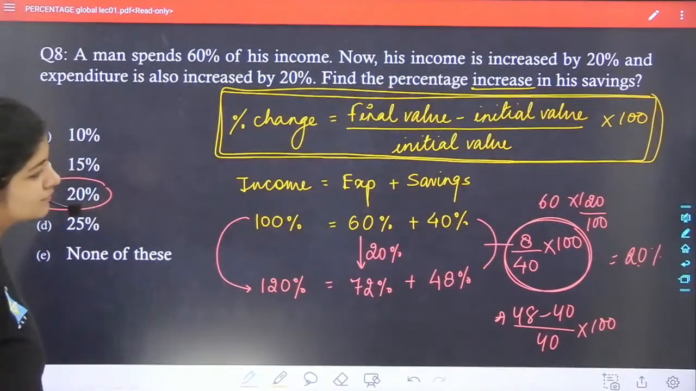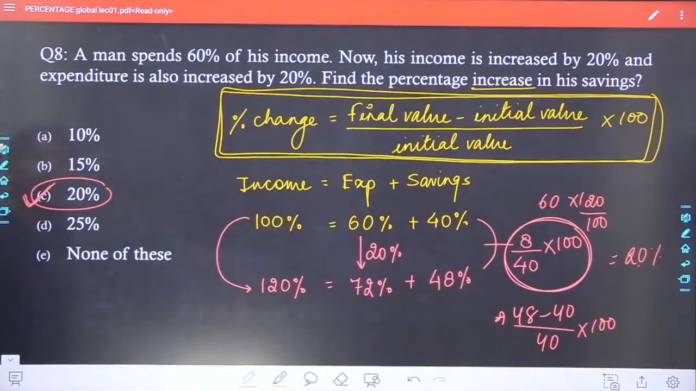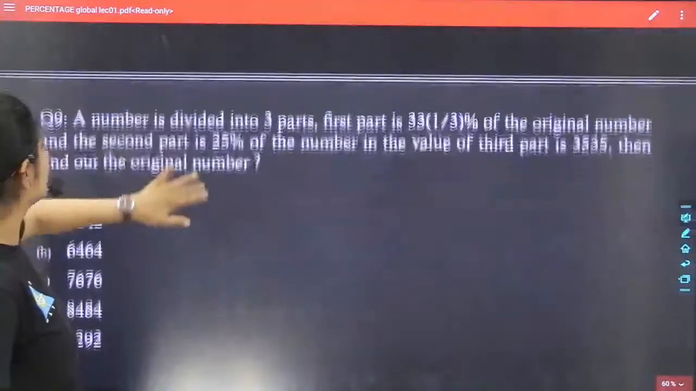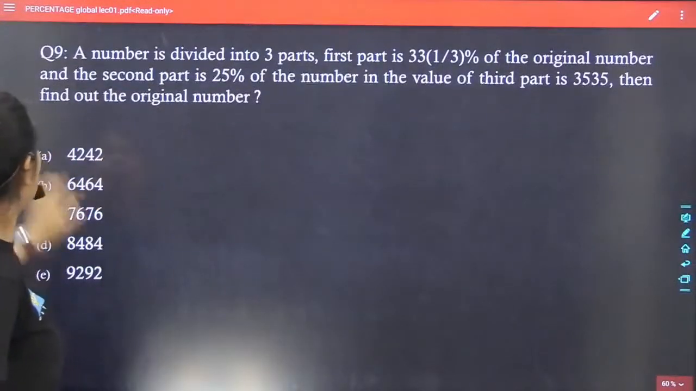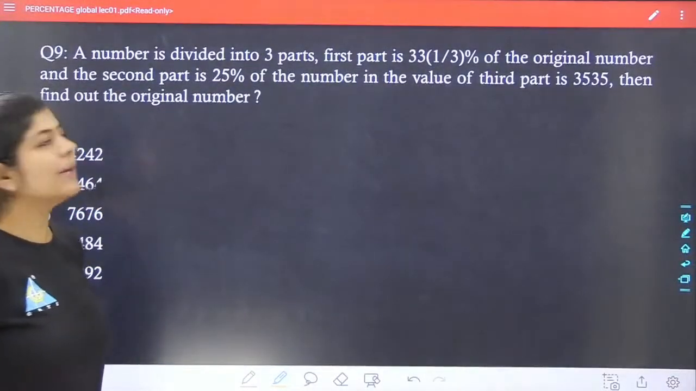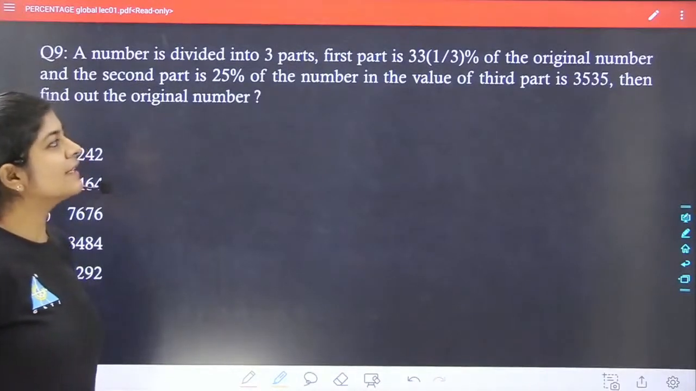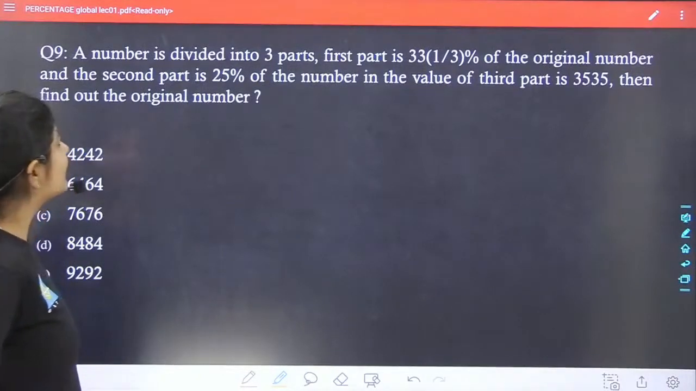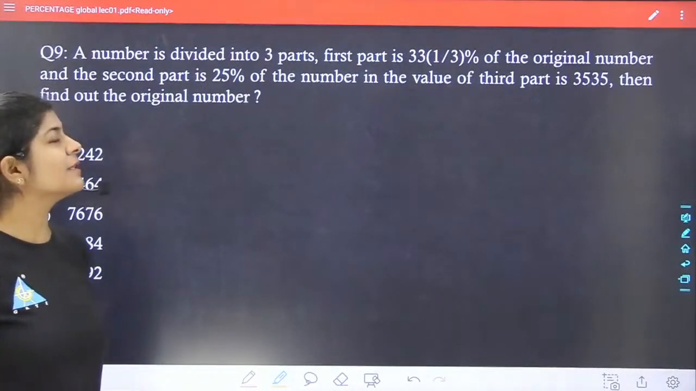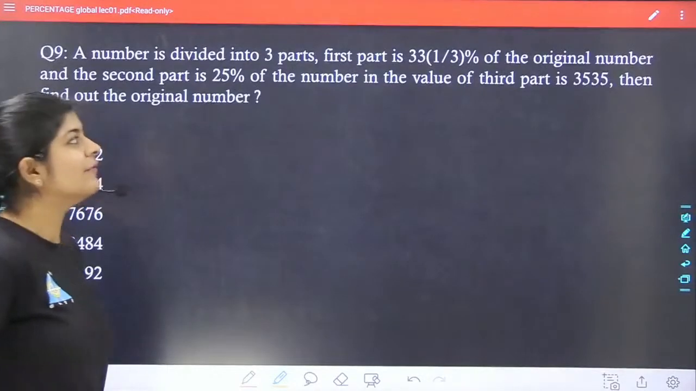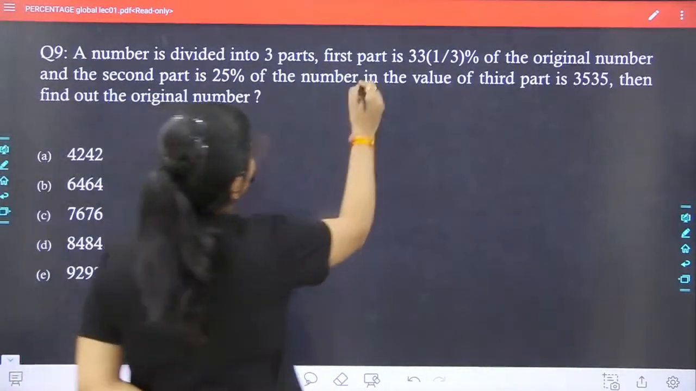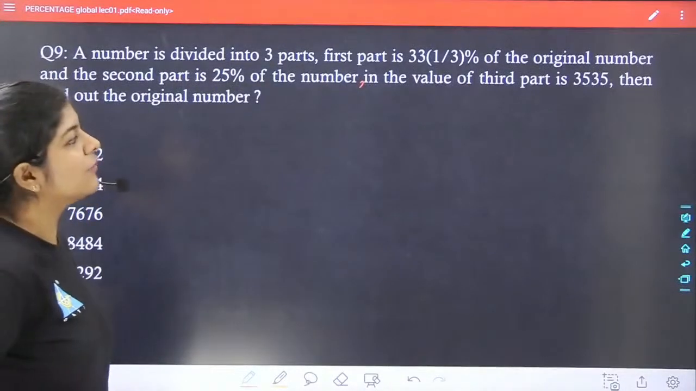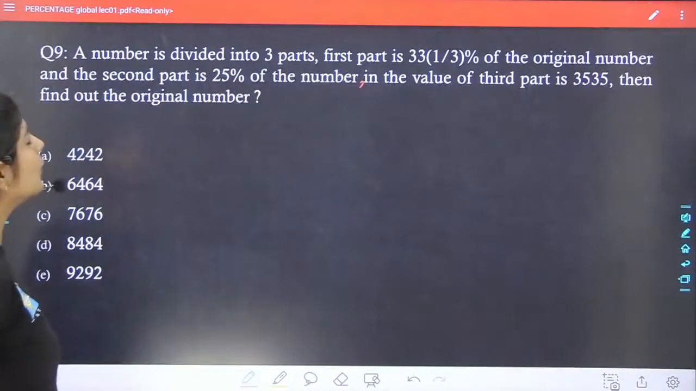Okay. Now let's move to the next question, question number 9. A number is divided into three parts. First part is 33 1 by 3% of the original number, and the second part is 25% of the number, and the value of the third part is 3535. Then find out the original number.